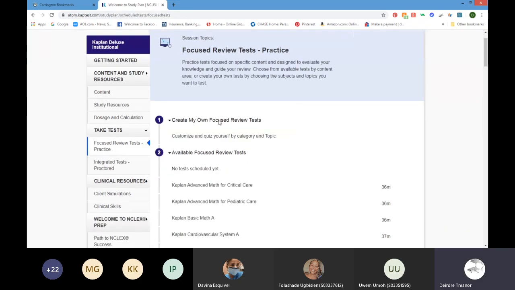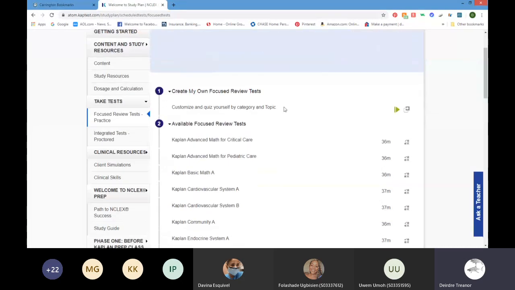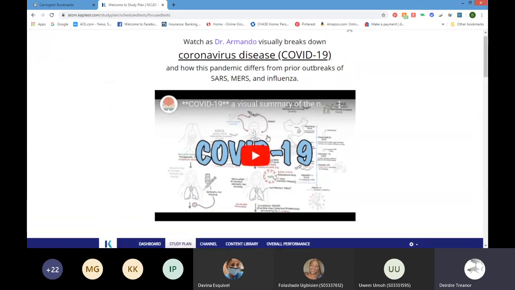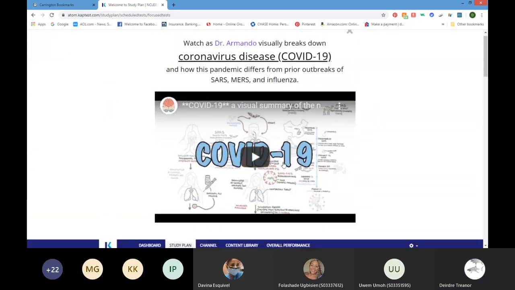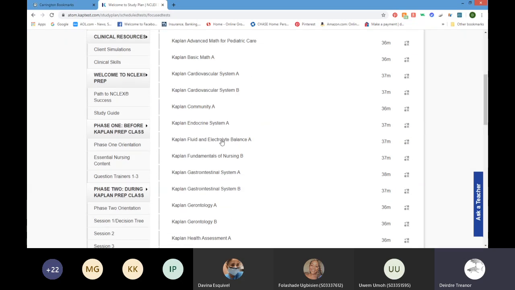So things you can do, you can create your own if you want to. Sorry, guys. You can create your own, and then you have these that are available. Most students choose one of these to do. So for instance, we're going to do a section on fluid and electrolytes. So maybe when we're getting to that one, you're going to want to do fluid and electrolyte A.